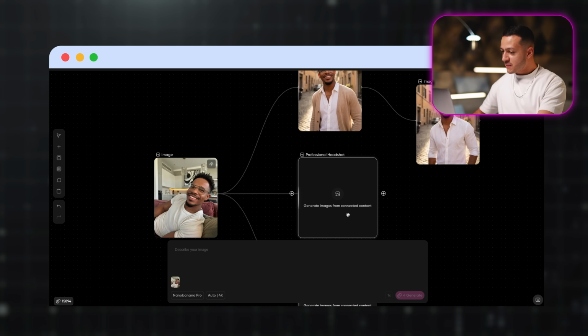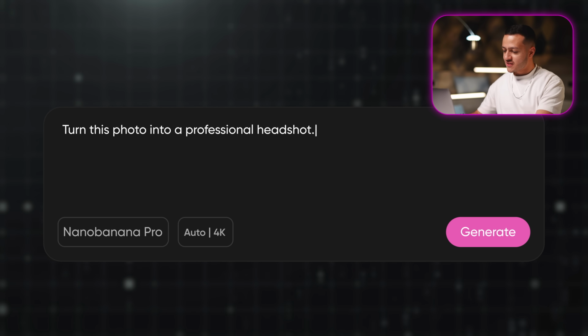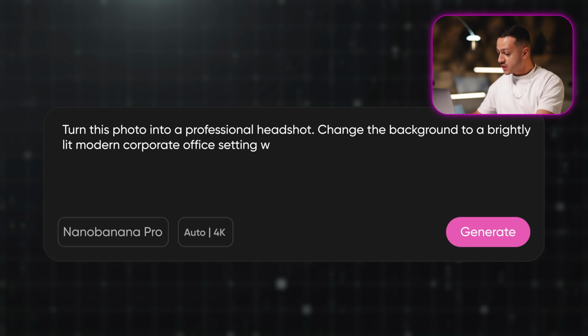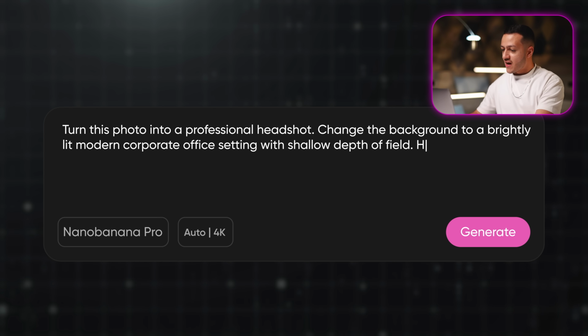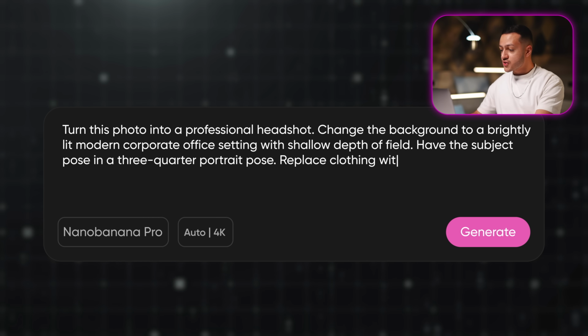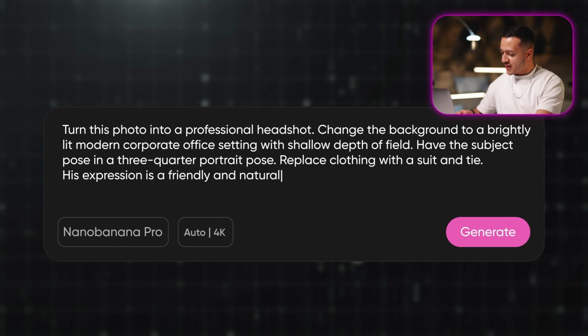Let's move on. The t-shirt and the bedroom shot are not suitable for any professional networking platform. So let's change that. In the image node, let's type something like turn this photo into a professional headshot. Change the background to a brightly lit modern corporate office setting with shallow depth of field. Have the subject pose in a 3/4 portrait pose. Replace clothing with a suit and tie. His expression is a friendly and natural smile. Click Generate. Now we have a great headshot for professional purposes.